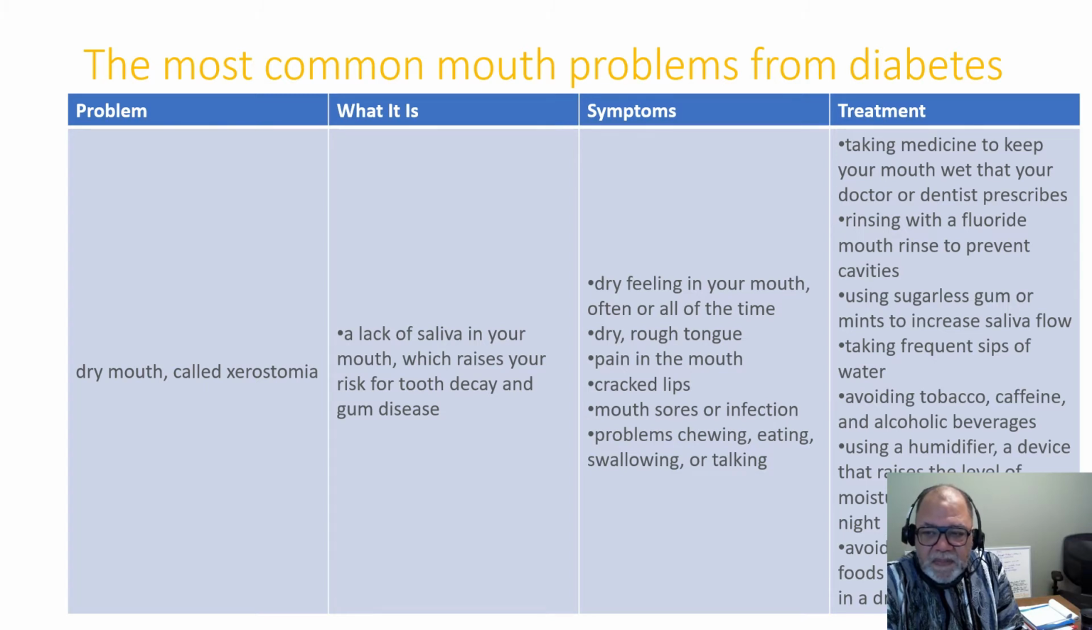The treatment is to take medicine that keeps your mouth moist and that your physician or your dentist prescribes. Rinsing with a fluoride mouth rinse to prevent cavities. Using sugarless gum or mints to increase saliva flow. Taking frequent sips of water. Avoiding tobacco, caffeine, and alcoholic beverages. Using a humidifier, a device that raises the level of moisture in your home at night. And again, avoiding spicy or salty foods that may cause pain in a dry mouth.